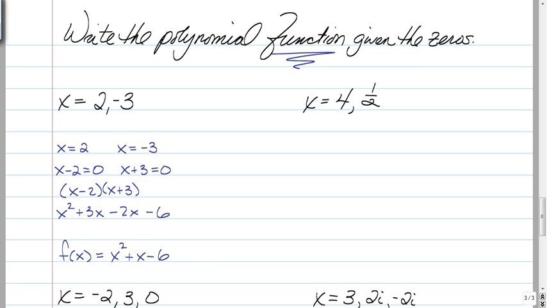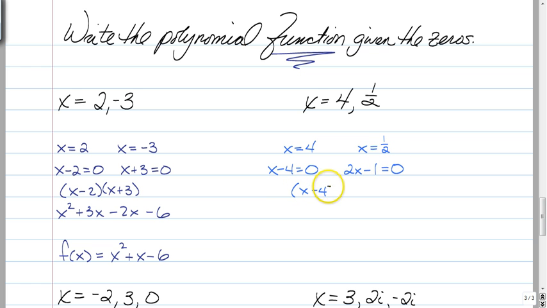So in the next one, think about where a 1/2 comes from. So we have x equals 4, and we have x equals 1/2. So x equals 4 came from x minus 4 equals 0. Where did this come from? This came from 2x minus 1 equals 0, because you would add 1 to the right and then you would divide by 2. So that's where 1/2 comes from.